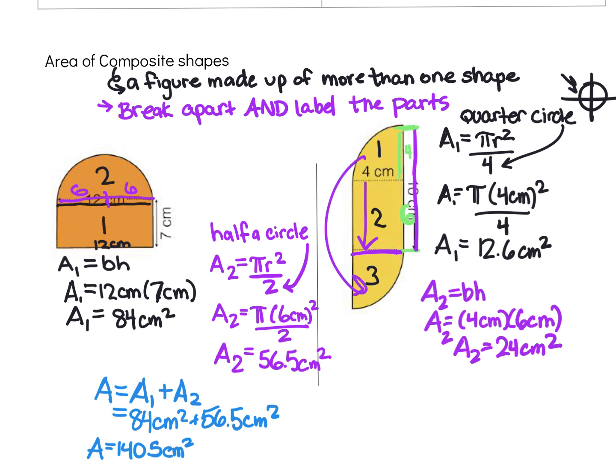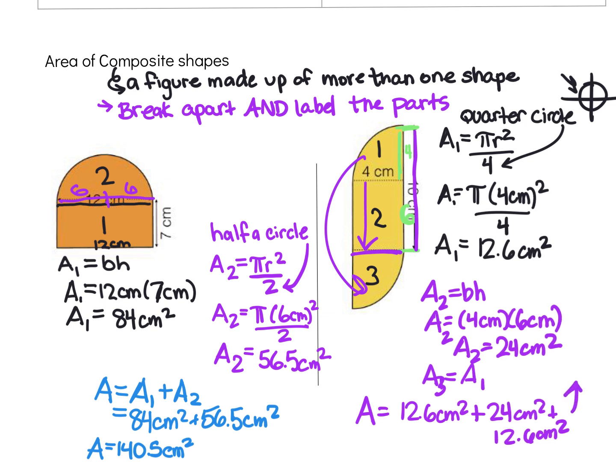Shape 3 is the same as shape 1. So area of 3 is going to equal area of 1. So when we add all of these up, we have 12.6 centimeters squared plus 24 centimeters squared plus another 12.6 centimeters squared. I'm running out of room here, and that's going to give us 49.2 centimeters squared as our answer.